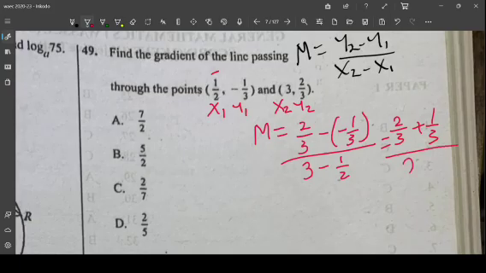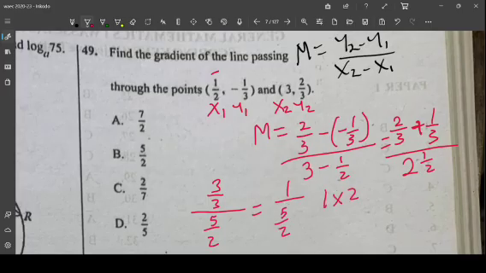3 minus a half is actually 2 and a half. So if I solve, 2 over 3 plus 1 over 3 is the same thing as 3 over 3, all over 2 and a half. I'm going to convert this to an improper fraction, which gives me 5 over 2. 3 over 3 is the same thing as 1, 3 divided by 3. So this gives me 1 over 5 over 2, which is the same thing as 1 times 2 over 5, which is 2 over 5 as your final answer.